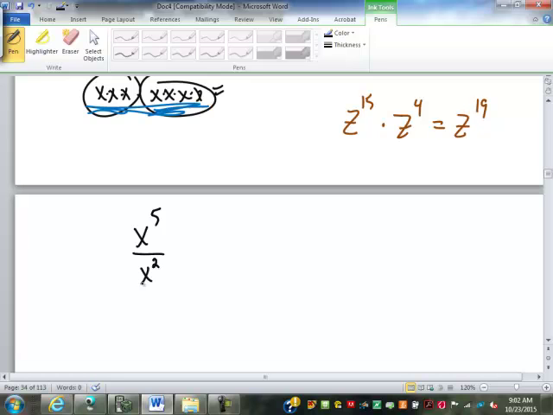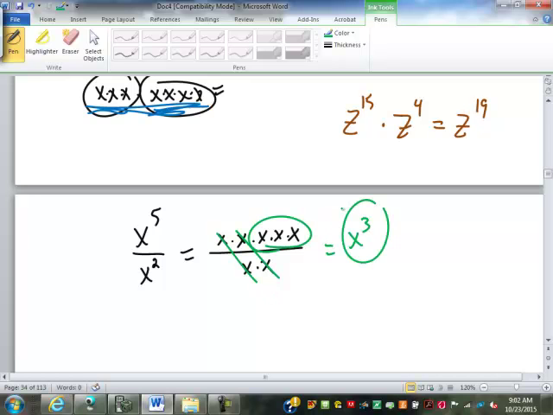X to the 5th divided by x squared. We have 5 x's multiplied together. We have 2 x's multiplied together. And from our fractions, we learned we can divide. We divide by an x, just cancels an x out. Divide top and bottom by another x. We're left with simply x to the 3rd over 1, or just x to the 3rd.